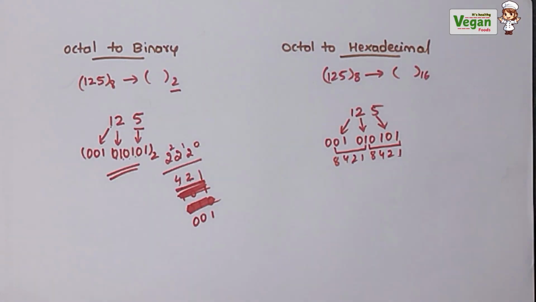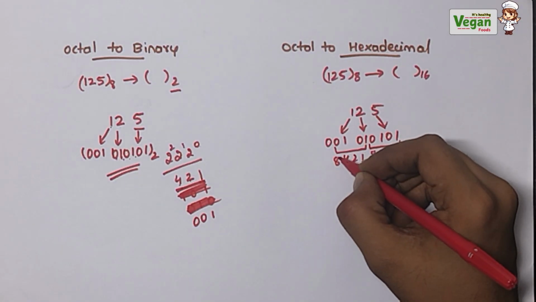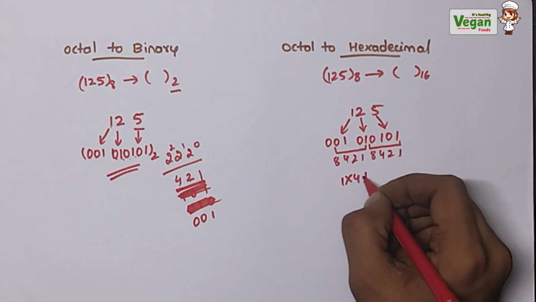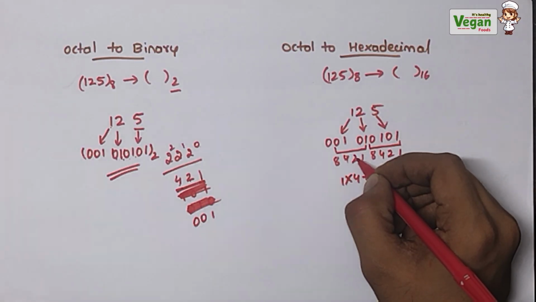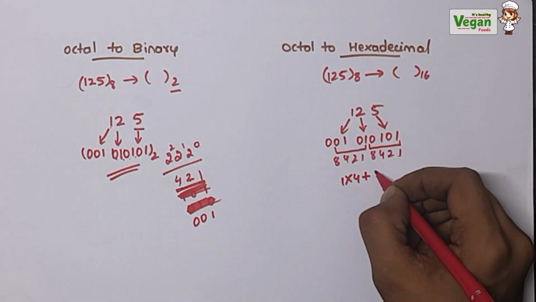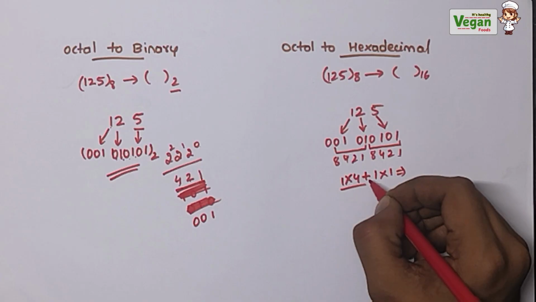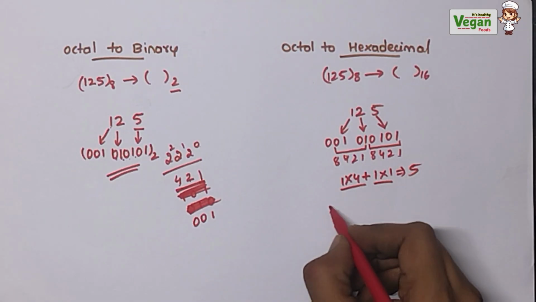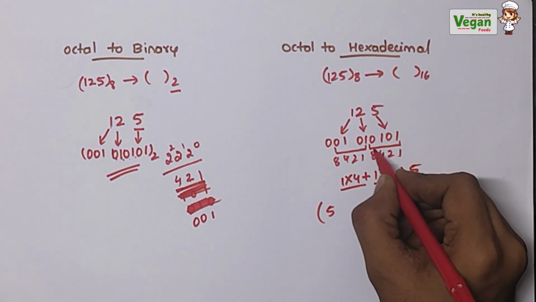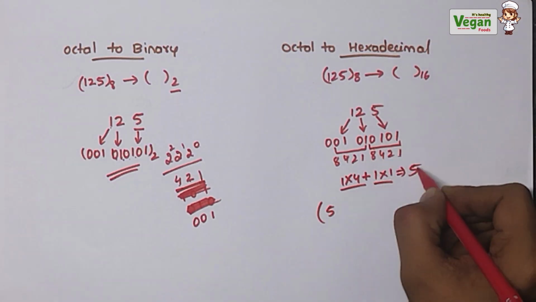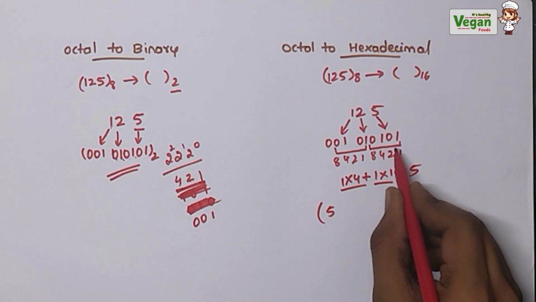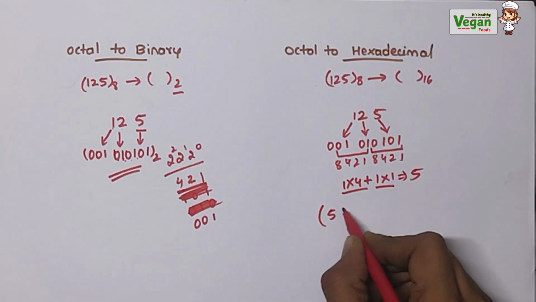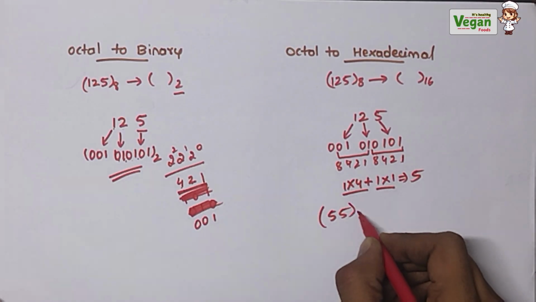Now wherever the value is 1, just multiply. 0 into 8 will be 0, so don't write. 1 into 4 plus 1 into 1: 1 into 4 is 4 plus 1 into 1 is 1. So 4 plus 1 is 5. So 5. Next, 8 into 0 is 0. 1 into 4 will be 4, plus 1 into 1 will be 1. That is 4 plus 1 is 5. So 55 in base 16.